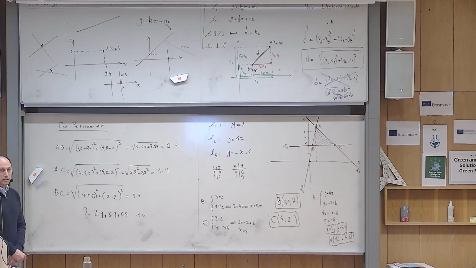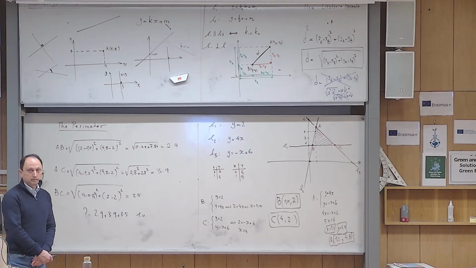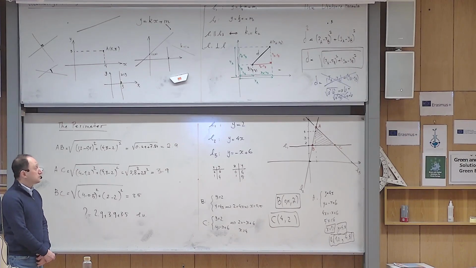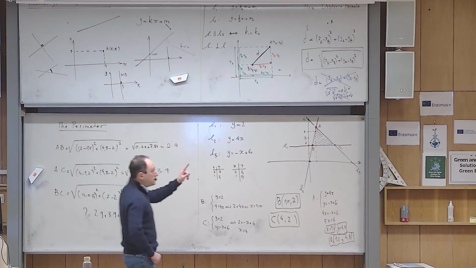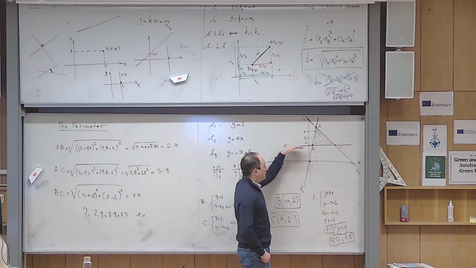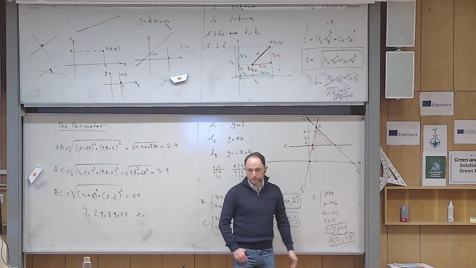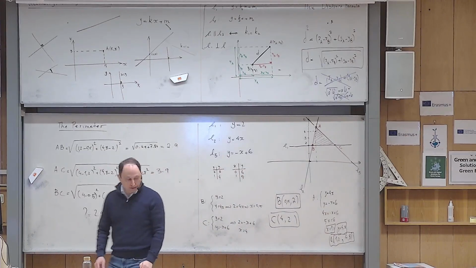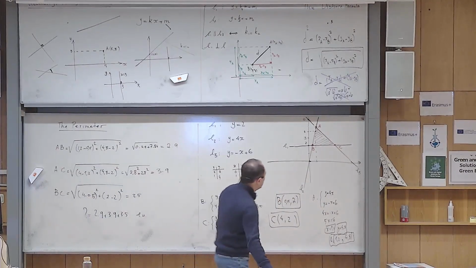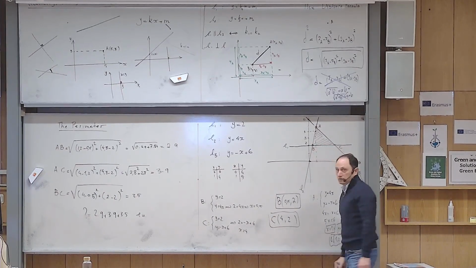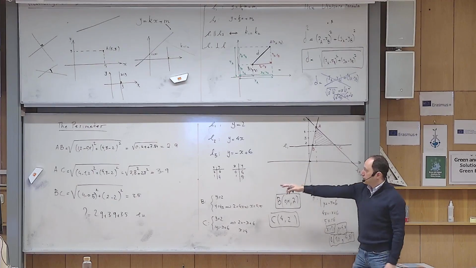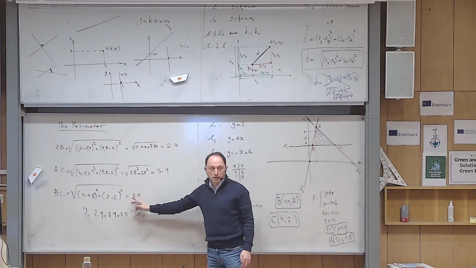But what about the area? How can I find the area? The area in this problem is easy, but I can give you a harder one in which the area is hard to find. But the area is easy here because I am lucky that one of the lines is horizontal. So if I want to find the area, do you remember? I consider this as my base, and I know the length of the base. I just did it.